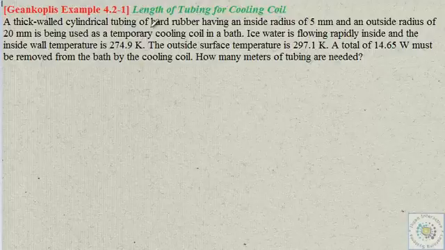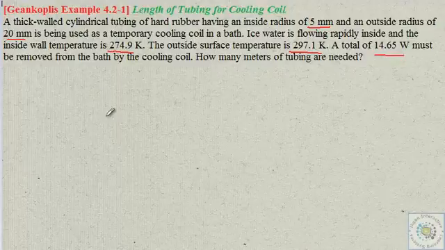We now have example 4.2-1, length of tubing for cooling coil. A thick-walled cylindrical tubing of hard rubber having an inside radius of 5 millimeters and an outside radius of 20 millimeters is being used as a temporary cooling coil in a bath. Ice water is flowing rapidly inside, and the inside wall temperature is 274.9 Kelvin. The outside surface temperature is 297.1 Kelvin. A total of 14.65 watts must be removed from the bath by the cooling coil. How many meters of tubing are needed?